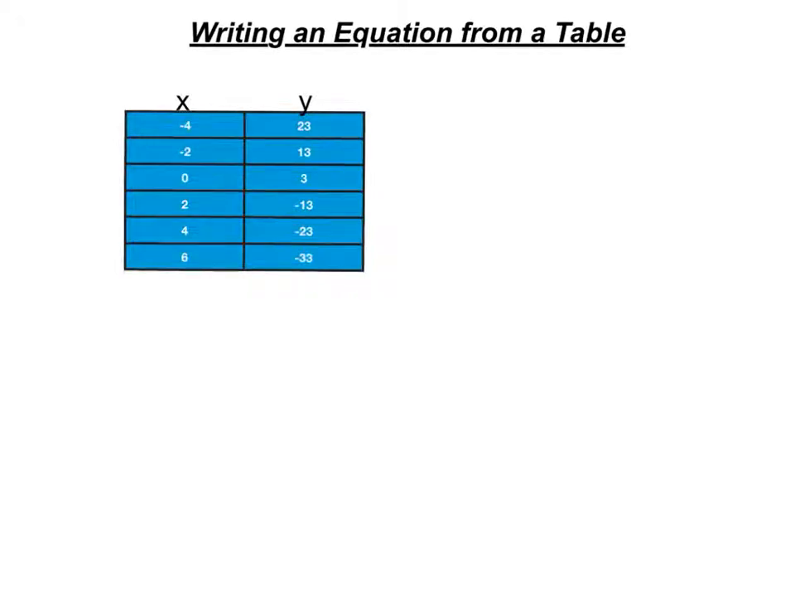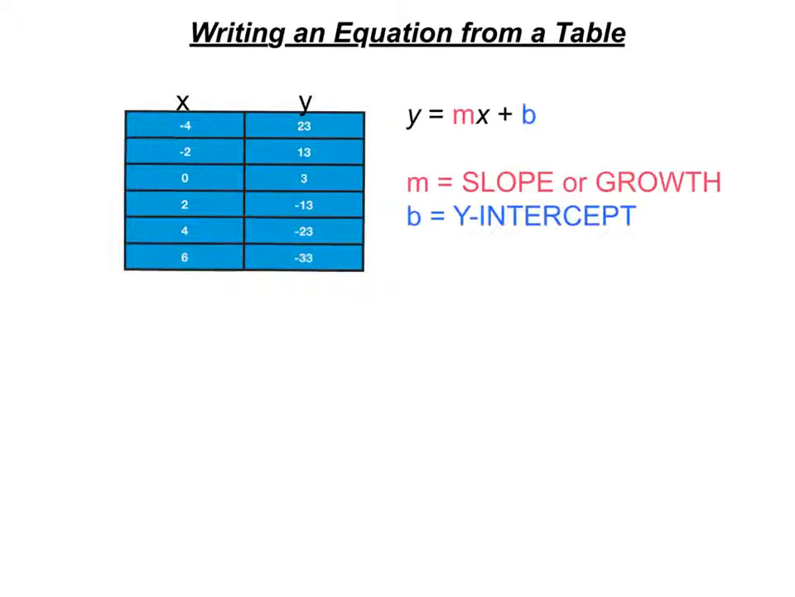In this example, we are given a table with values for x and y and asked to write an equation. When you write an equation, you want to write in slope-intercept form, where y is equal to mx plus b. M is your slope or growth, and B is your y-intercept.